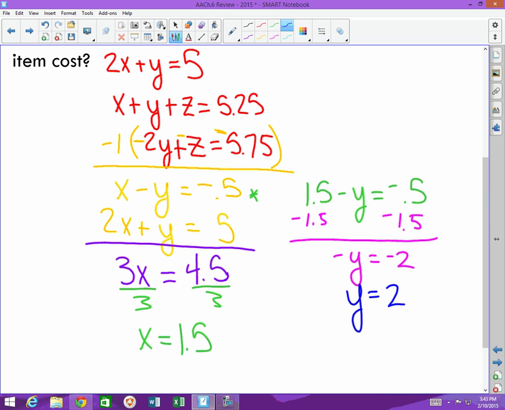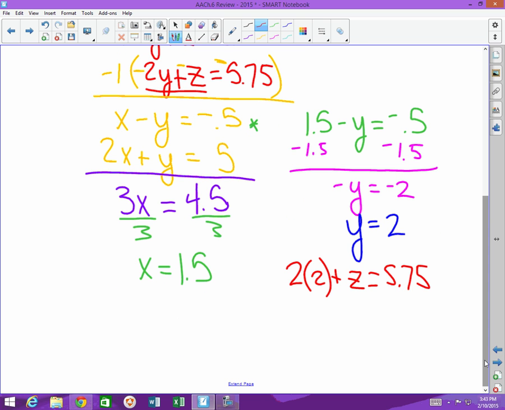And finally, you can put that into either one of the equations to figure out what z is. If we're going to use this equation, you would have 2 times 2 plus z equals 5.75. And that is 4 plus z equals 5.75. And if we subtract 4, we get z is equal to 1.75.